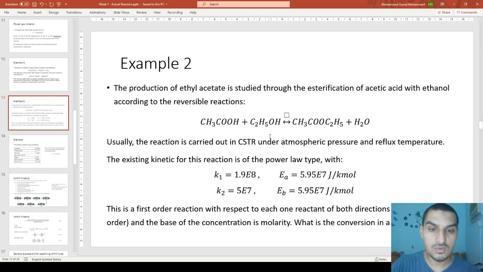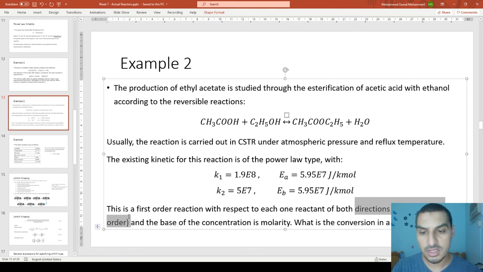We were doing this reaction in a CSTR because it's a liquid phase reaction under atmospheric pressure and the reflux temperature, which is going to be mentioned here. The kinetics is power law kinetics with K1 equal to this number, and we know the K2 and the activation energies. And it's mentioned here, this is important, that this is a first order reaction with respect to each one of the reactants in both directions.